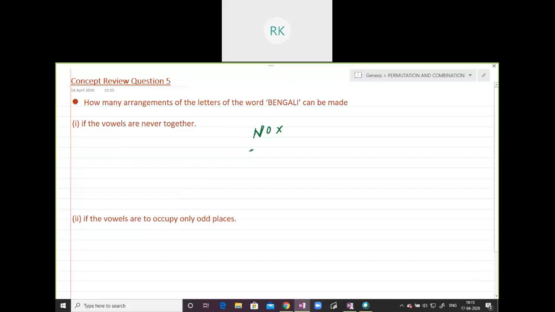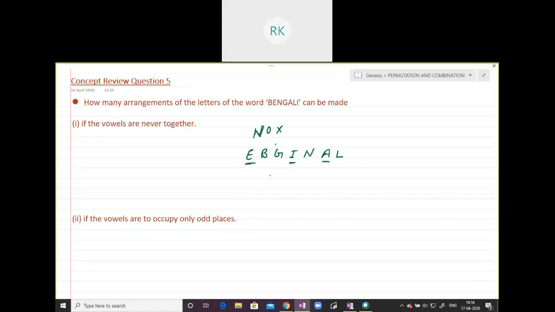Let's say E is here: E, B, G, I, N, A, L. Look at this. Vowels are not together. It does not mean consonants are together or cannot be together. It's not sure, right? And is it always true that consonants are together? No. So what will we do?